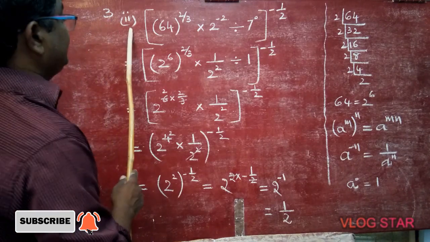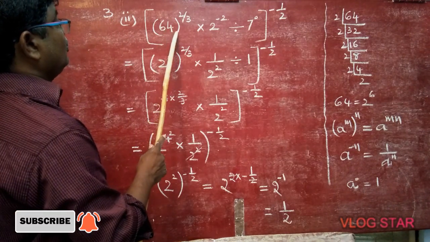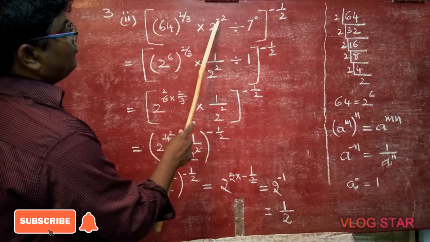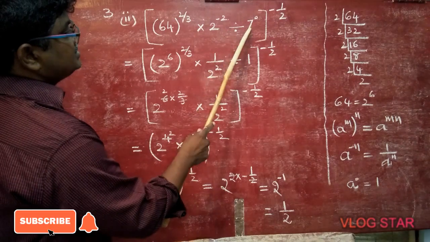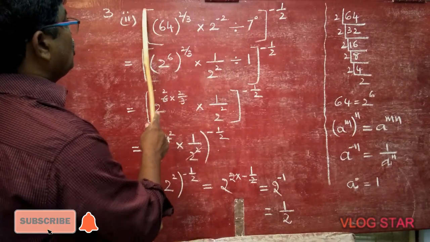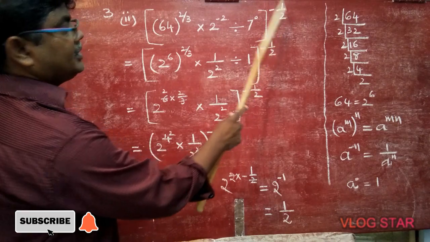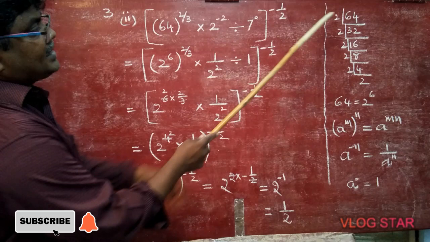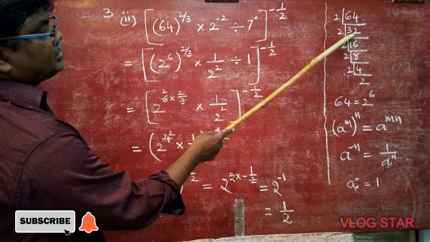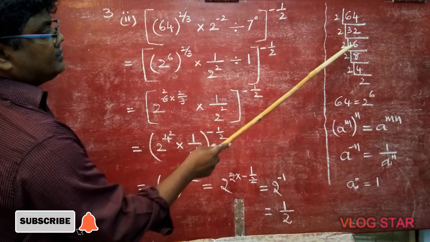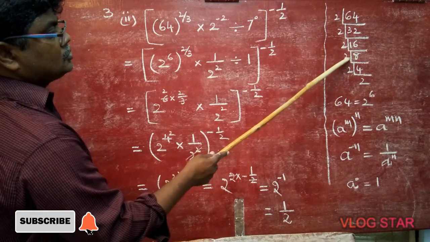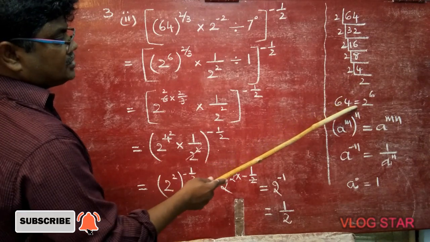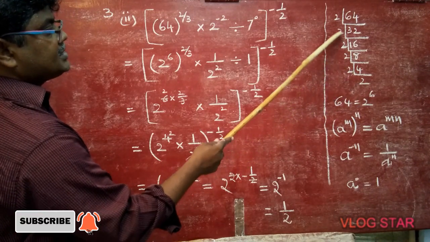Third problem, second bit: (64)^(2/3) × 2^(-2) ÷ (7^0)^(-1/2). That whole-to-the-power you have to see. Now 64, find the factors here. 2 goes in 64 32 times, 2 goes in 32 16 times, 2 goes in 16 8 times, 2 goes in 8 4 times, 2 goes in 4 2 times. So 64 is equal to 2 to the power of 6.